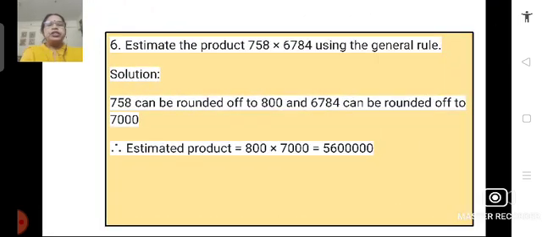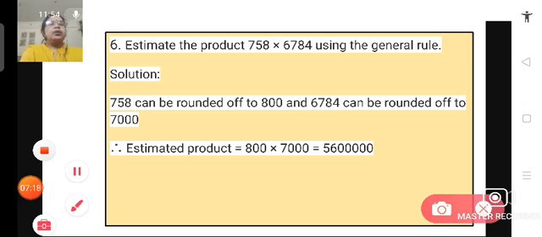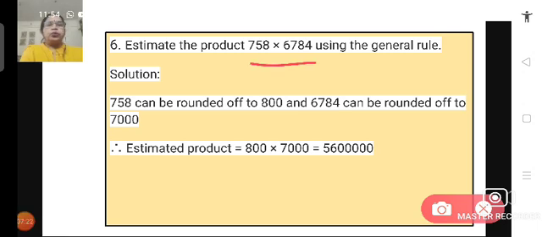Moving on to the next question, question number 6. Estimate the product 758 multiplied by 6,784 using the general rule. So when we have to find the product of two numbers, what do we do? We can estimate the numbers to their greatest value.